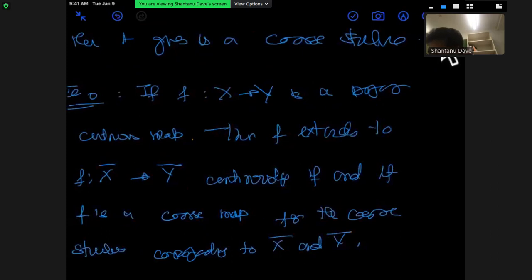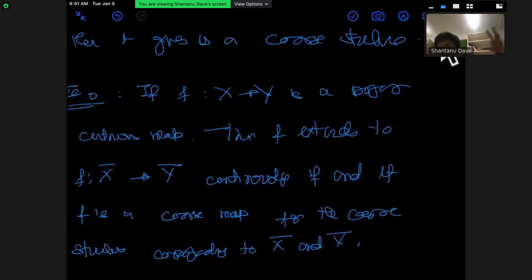So it makes perfect sense. Sometimes you need to extend functions continuously to the boundaries. And usually it's hard to understand when a function extends continuously to some compactification, to some boundary. It's a difficult problem. And here is one possible way to look at this extension problem: through this coarse structure.